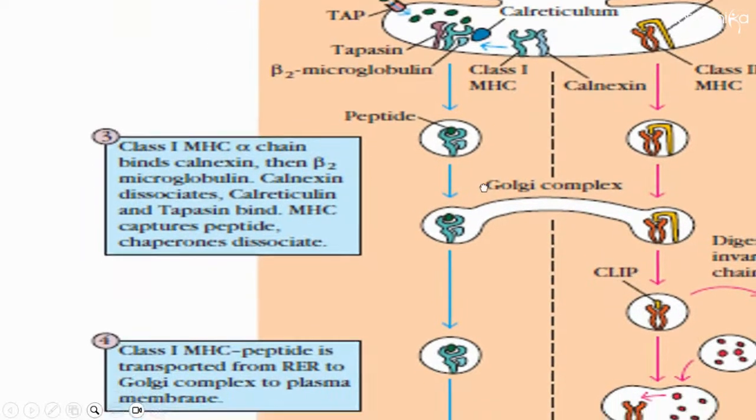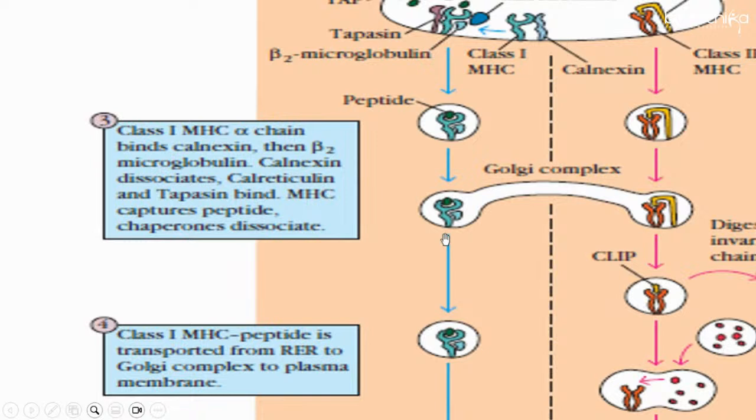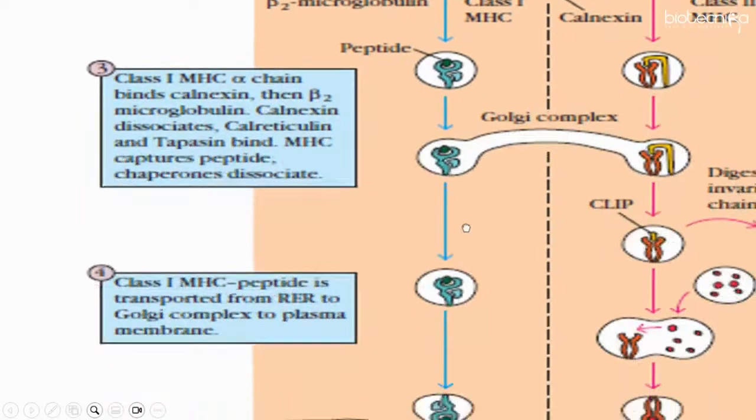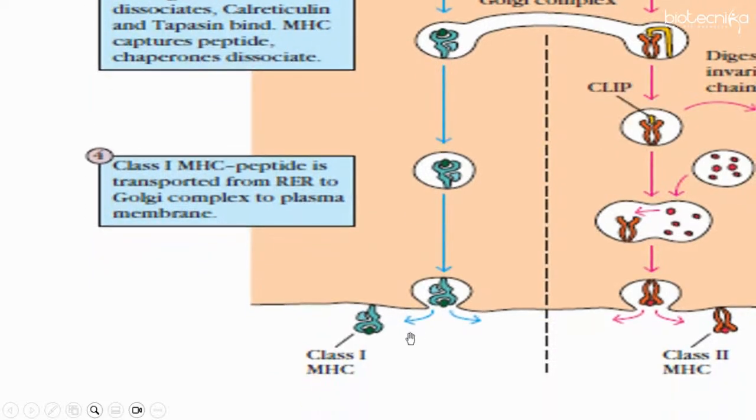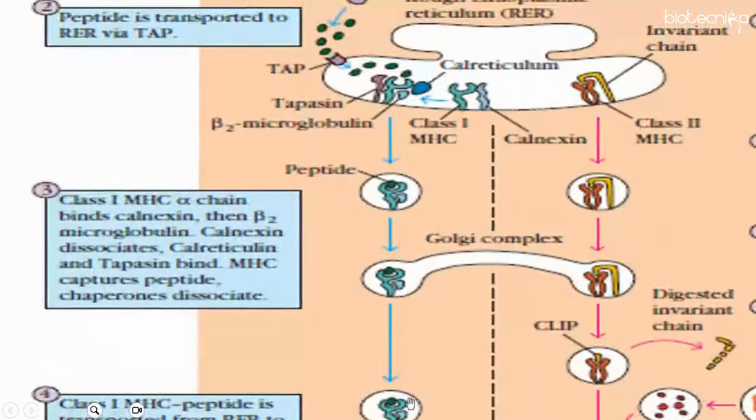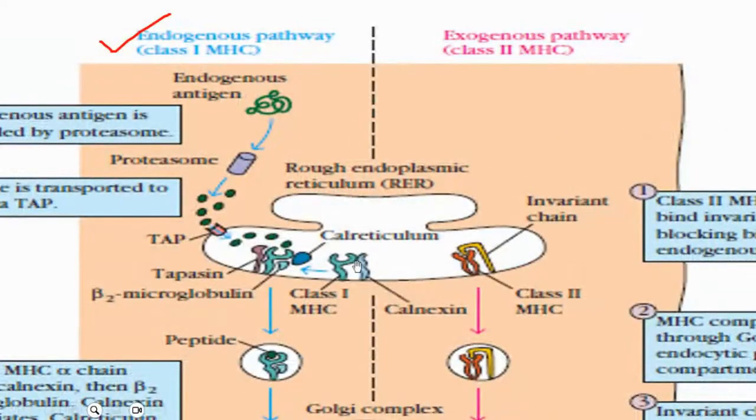Now what happens? It enters the Golgi. From the Golgi complex, it will be sent out through the vesicle. So class 1 MHC peptide is transported from the endoplasmic reticulum to the Golgi complex to the plasma membrane, where it projects the peptide outside. Fine. Yes, exactly. Alpha 1, 2, 3, beta 2, MHC class 1. Absolutely. Now that goes with the endogenous.